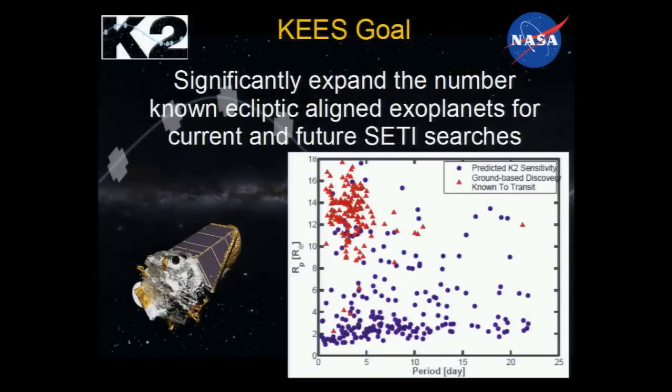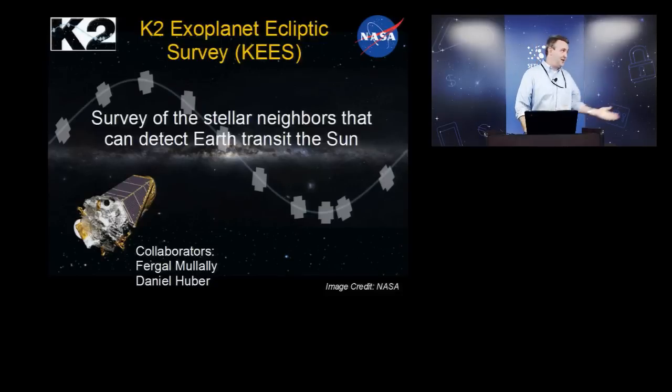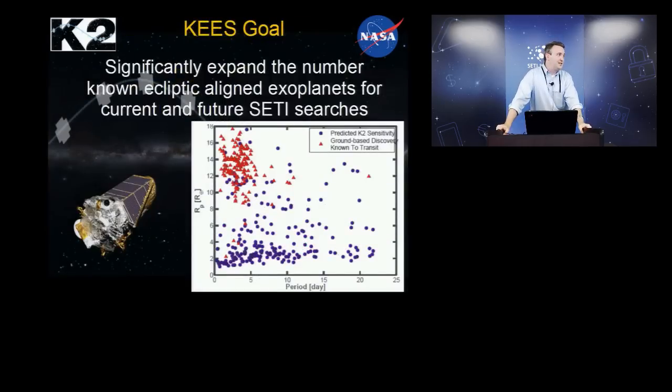I've been proposing to K2 what I call the K2 Exoplanet Ecliptic Survey, or KEYS, as an affectionate acronym. The goal is to significantly expand the number of known ecliptically aligned exoplanets for current and future SETI searches.